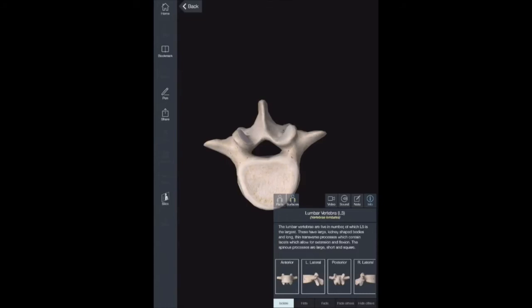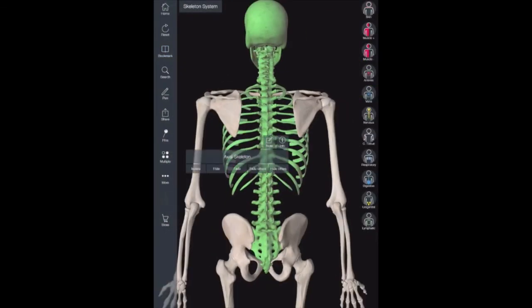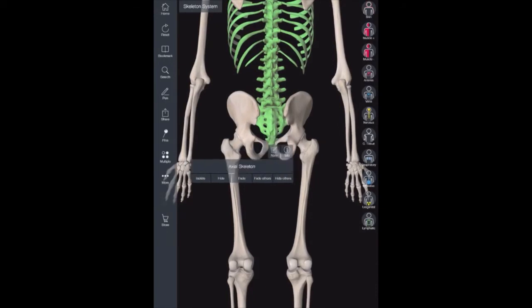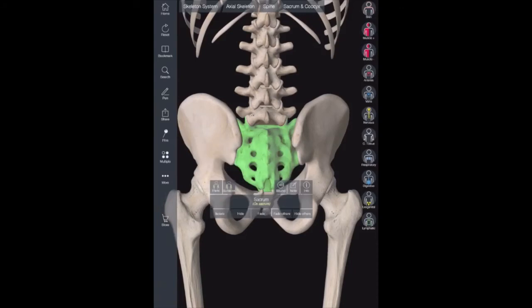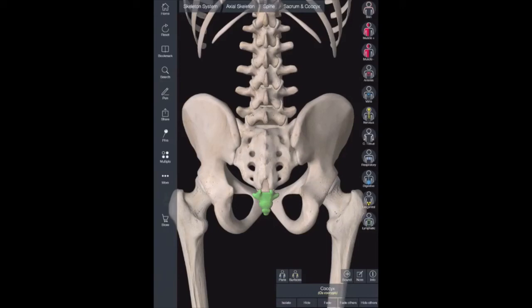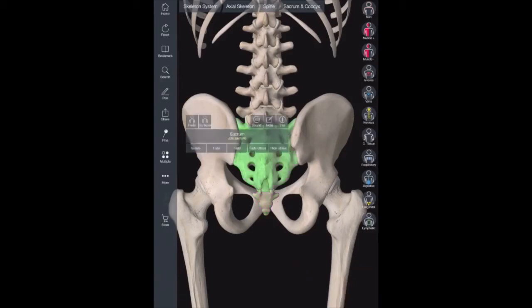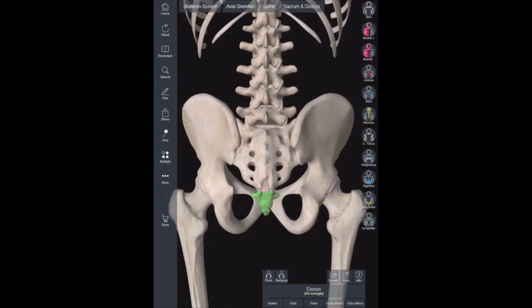Let's look at our skeleton again. And this time we will concentrate on this segment here. Now the sacral segments are fused together into one large structure called the sacrum, and the coccygeal segments are fused together to form the coccyx. So these last two, the sacral and coccygeal segments, are fused into two solid bones.